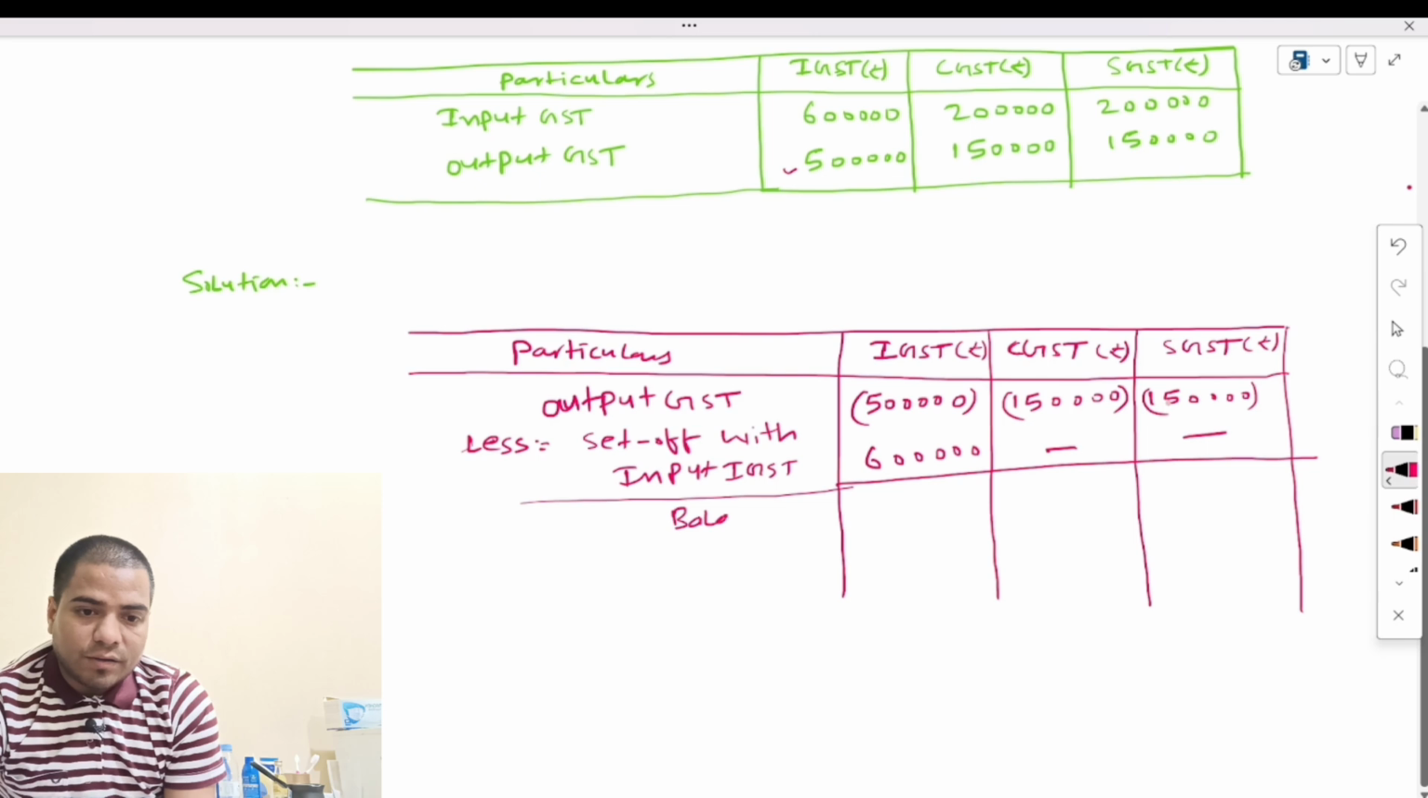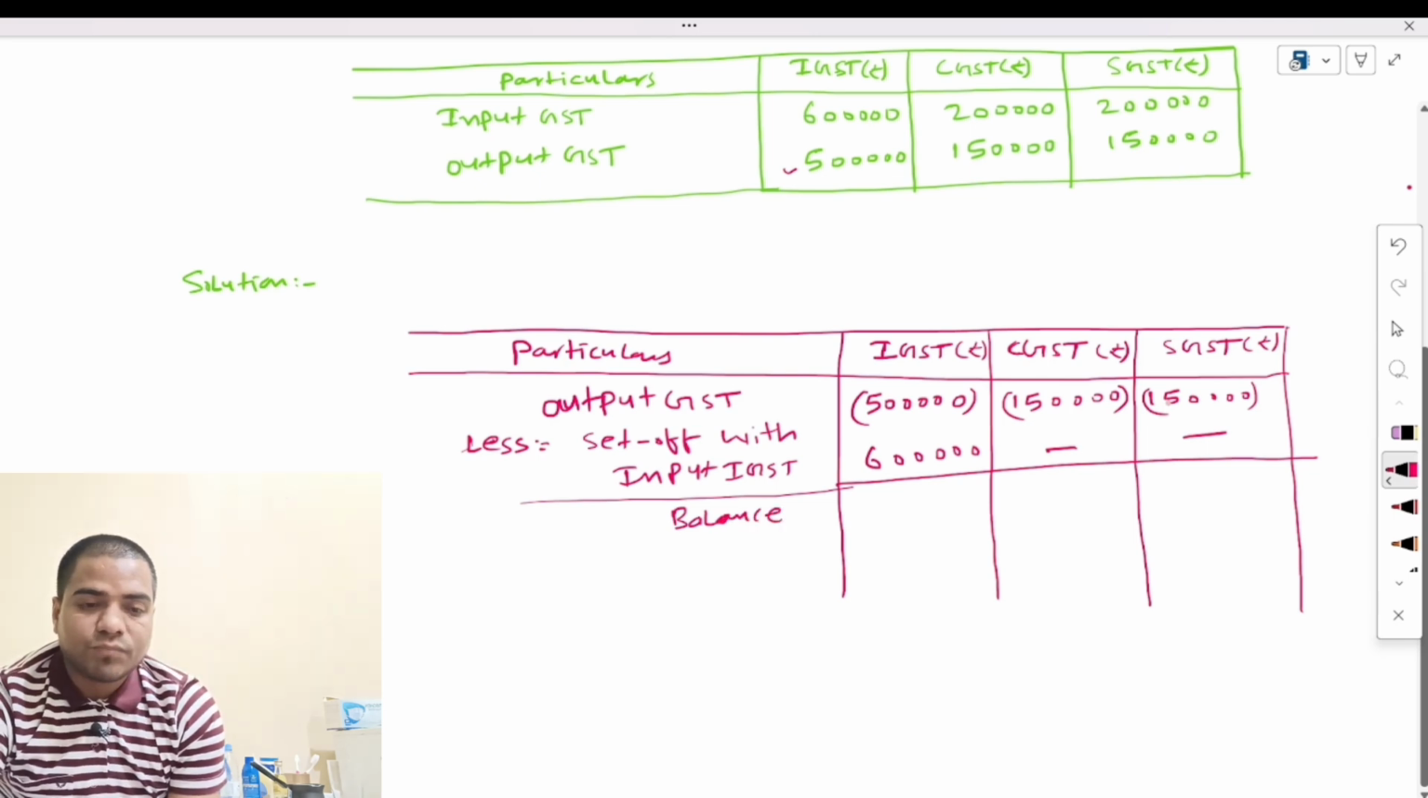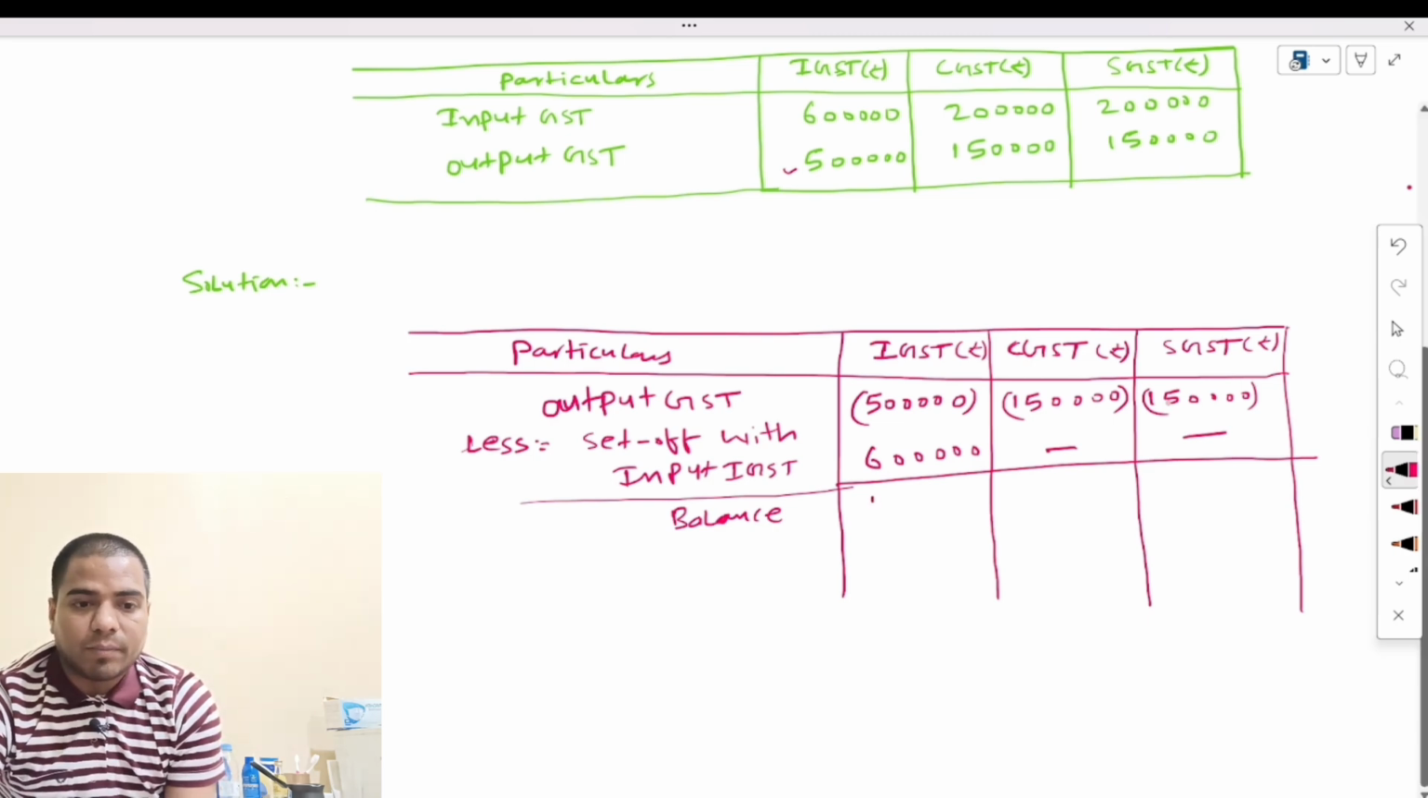Balance amount we will write here. How much the balance amount would be here? Here 5 lakh is the output balance and input balance is 6 lakh. It means 1 lakh input balance would be here. You can write here 1,50,000 and 1,50,000 as it is.